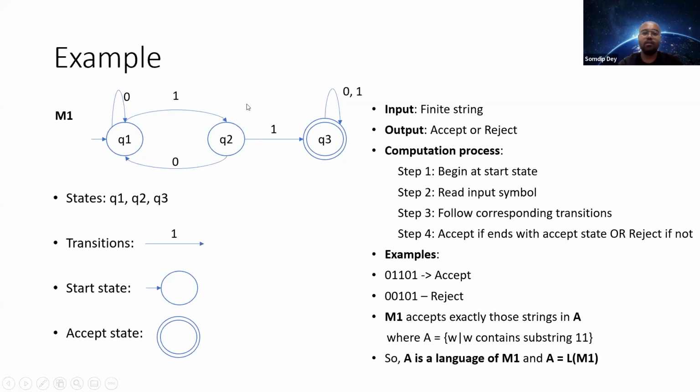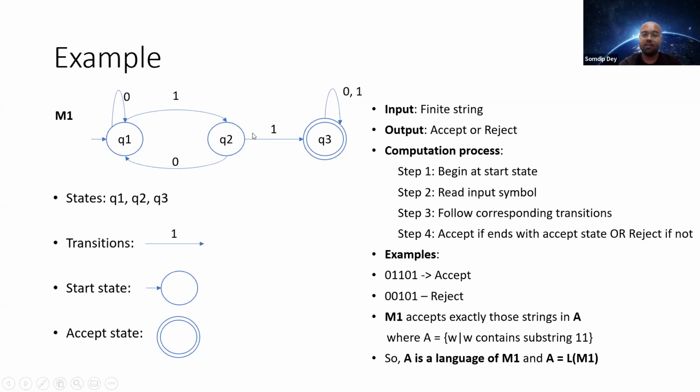M1 has a few states. The states are the ones in circles here: Q1, Q2, and Q3. These states are related to each other through the curved lines, which are called transitions. By transition, we mean that the machine changes state from Q1 to Q2 through the transition, which is 1 here.